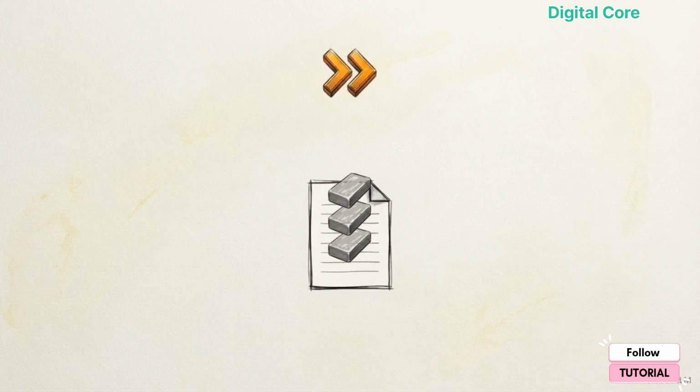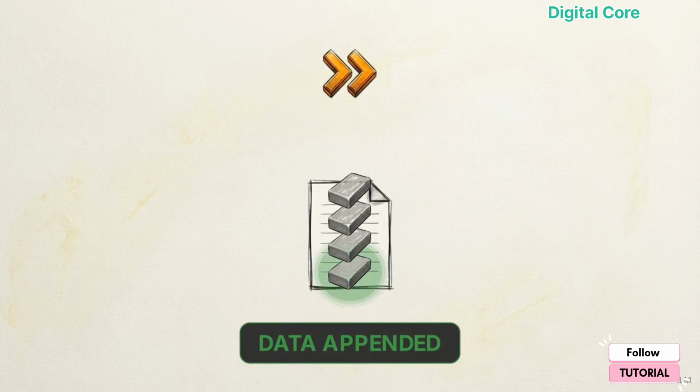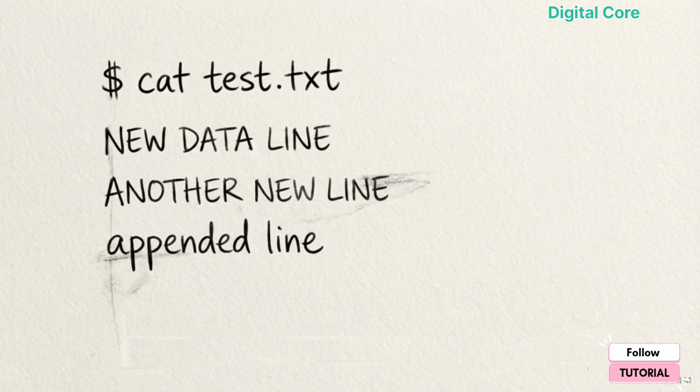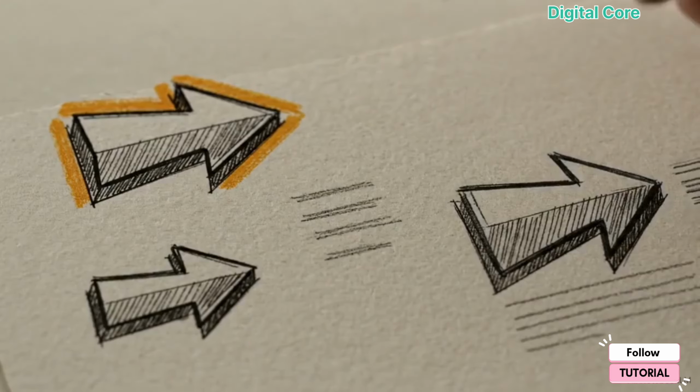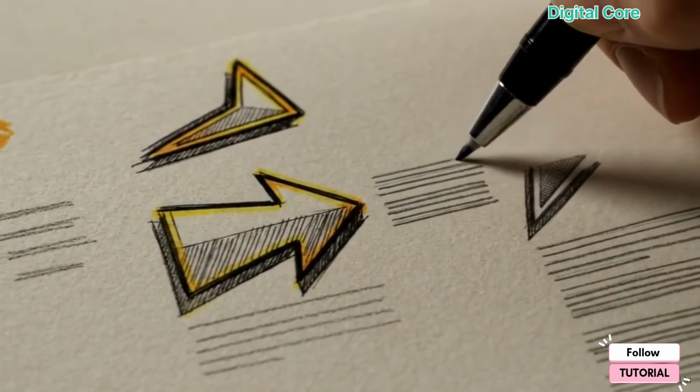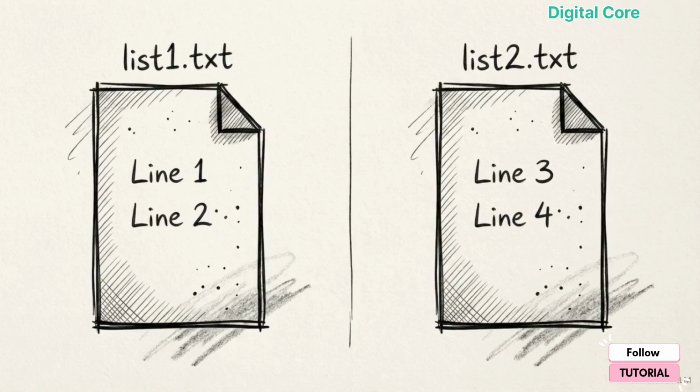To preserve your data, use the double arrow. As shown, this appends new information to the end of the file rather than clearing existing blocks. Type cat, two greater than brackets, and test.txt. Add your new lines and close the file with Ctrl D. Checking the file again confirms that the new lines are now stacked below the previous ones. Use the single arrow to initialize a file and the double arrow whenever you need to add to an existing log.